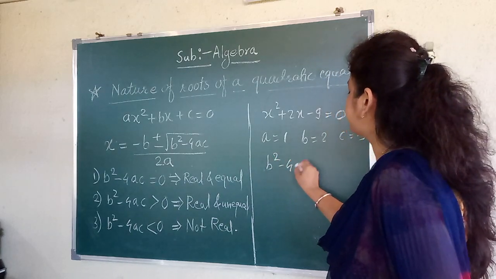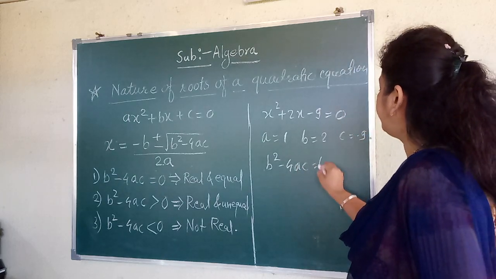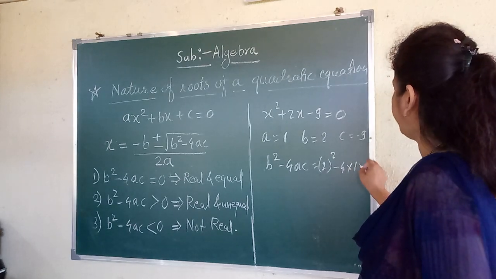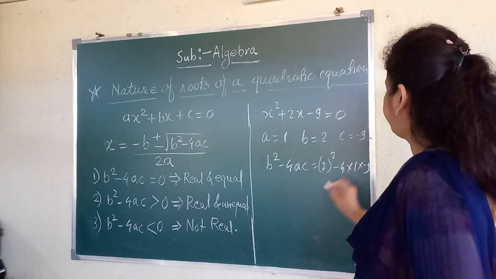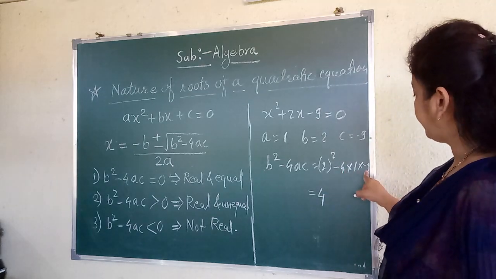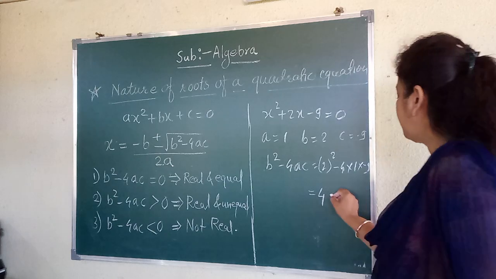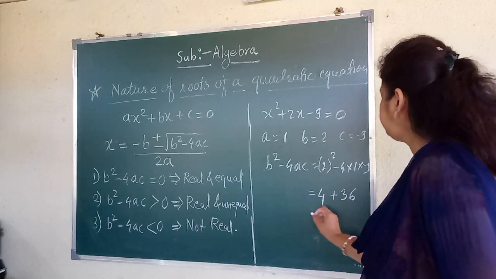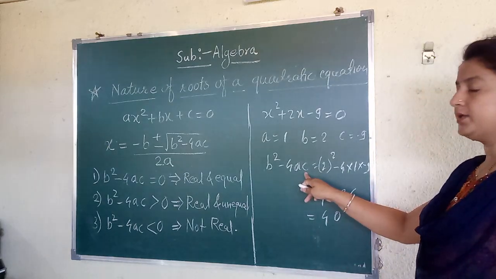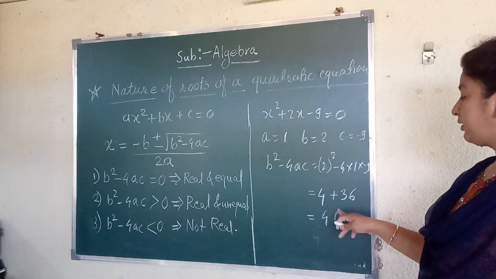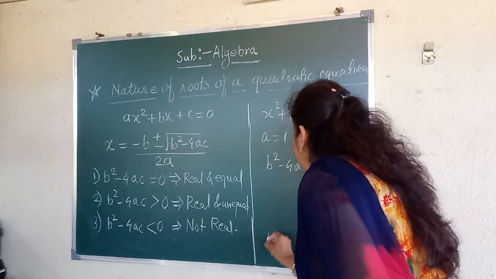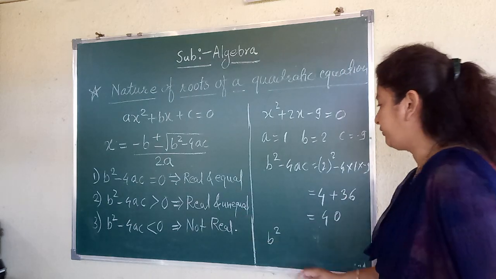b square minus 4ac is equal to 2 square minus 4 into 1 into negative 9. Now 2 square is 4, and 4 into 1 into negative 9 gives plus 36. Now the answer is 40. Now b square minus 4ac is greater than 0. Therefore roots are real and unequal.